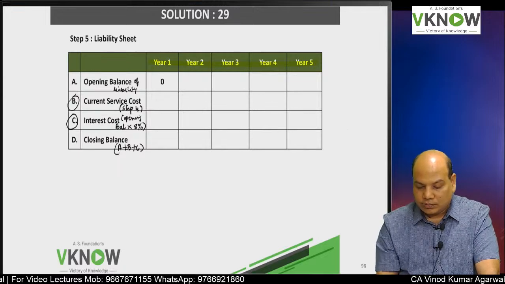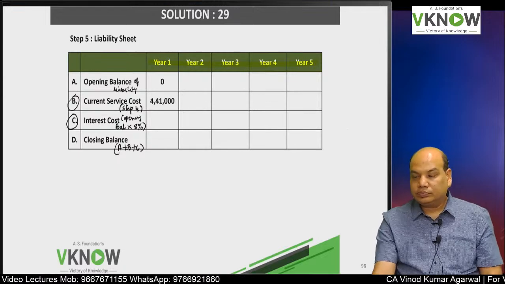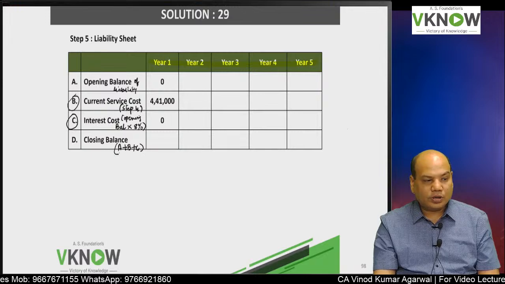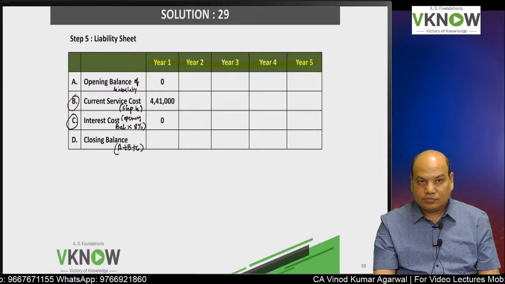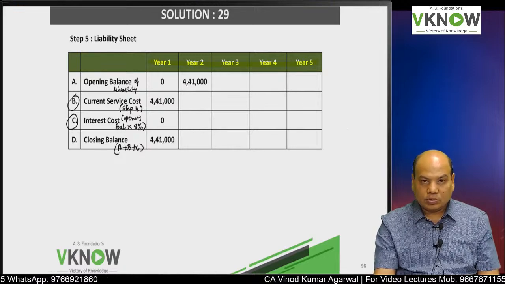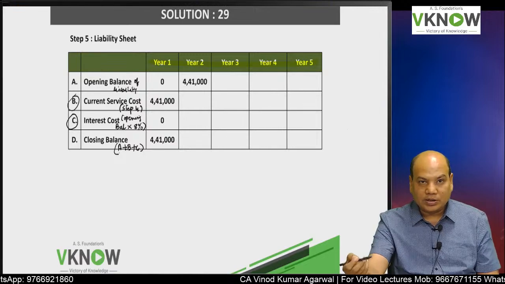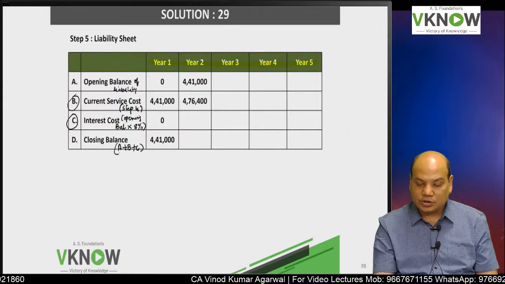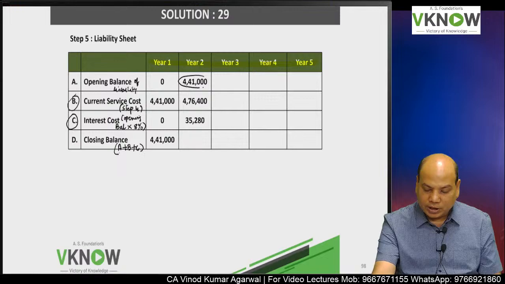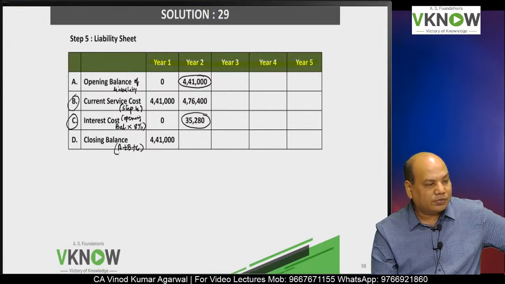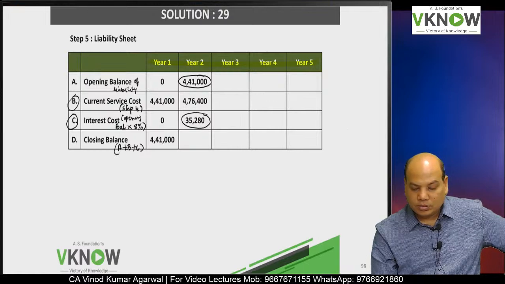So let us quickly try. Opening balance year 1 is 0. Current service cost 4,41,000 from the previous step, last column. First year interest is 0. Total 4,41,000. Closing balance becomes opening balance next year. Step number 4, current service cost 4,76,400. Take opening balance multiplied by 8%, you will get 35,280. Please check. 35,280. Take the total.